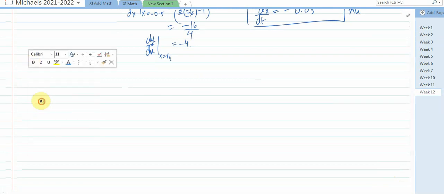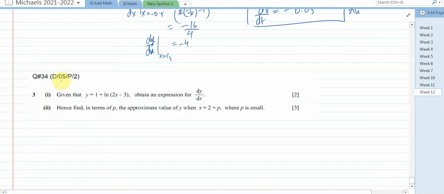It's December 2005, paper 2. Given that y is equals to 1 plus ln of 2x minus 3, obtain an expression for dy by dx. So you need to derivate the function. It is very simple, and for that part you have a time of 90 seconds to give it a try.